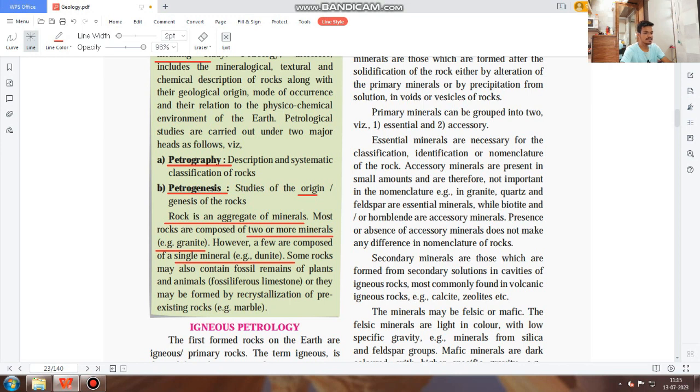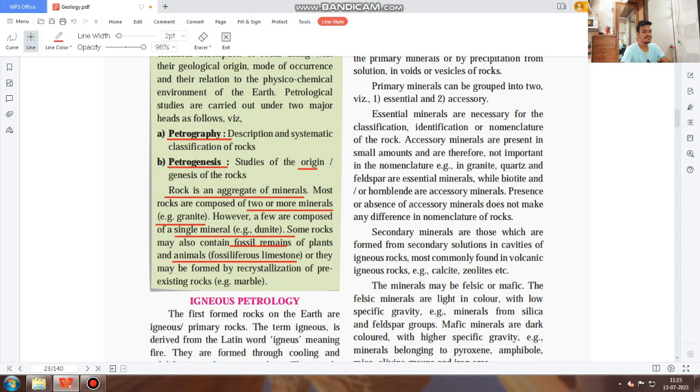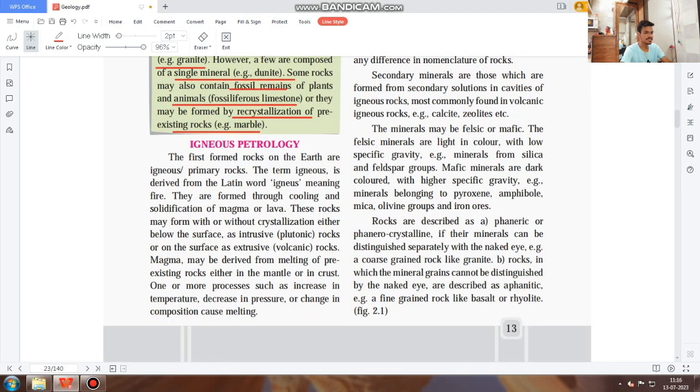Example dunite. Some rocks have fossils, and so they are called fossiliferous limestone because fossils are plants and animals. Some may be formed by the recrystallization of pre-existing rock. Example marble. So let's start with the main part. This petrology is divided into igneous, sedimentary, and metamorphic petrology. So let's start with the first part. Igneous petrology. Okay, so the first formed rocks on the earth are igneous and primary rocks.